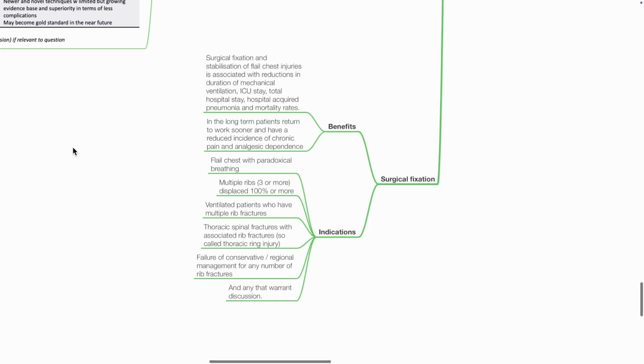Indications for surgical fixation include flail chest with paradoxical breathing, multiple ribs 3 or more, displaced 100% or more, ventilated patients who have multiple rib fractures, thoracic spinal fractures with associated rib fractures, aka thoracic ring injury, failure of conservative or regional management for any number of rib fractures, and any that warrant discussion.